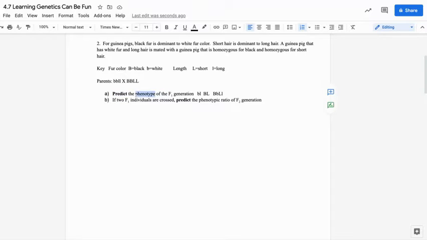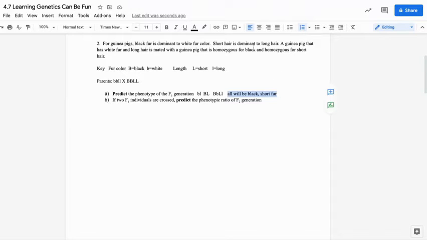Phenotype. What is the physical appearance of the F1 generation? And this doesn't tell me the physical, but it does tell me the genotype. And from that, I can figure out the phenotype. So if it's big B, little b, big L, little l, then I know that all F1 will be black and short. This is a phenotype. Okay.